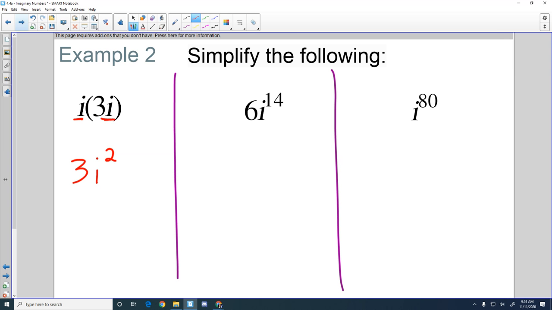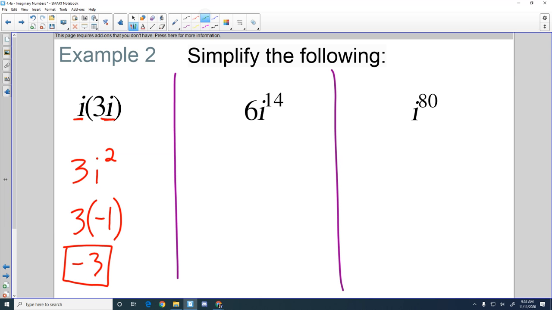And if you look at that chart that you just created from that previous slide, hopefully you'll recall that I squared is equal to a negative 1. And so we replace I squared with a negative 1. Then we just multiply. 3 times negative 1 gives us a negative 3. And that's our simplified answer. So I times 3I actually equals negative 3. It's crazy. Those imaginary numbers just go away.